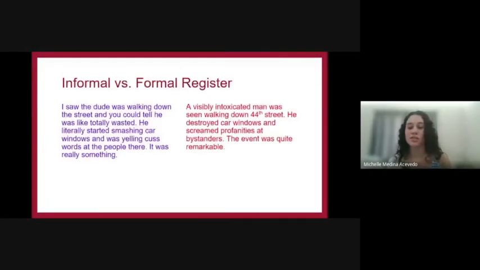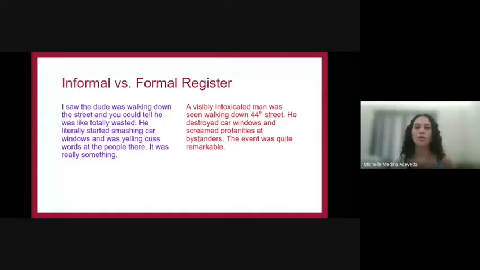So I have these two very short paragraphs. One of them is informal and the other one is formal. So first I'm going to read the one on the left, which is in the color purple, and it says, "I saw the dude was walking down the street and you could tell he was like totally wasted. He literally started smashing car windows and was yelling cuss words at the people there. It was really something." Now, this is something that we could probably say to a friend, to someone who we are very familiar with, if we were telling them something that we saw.